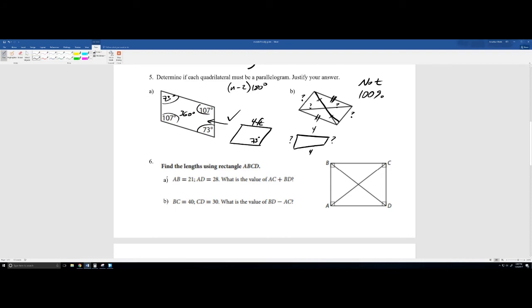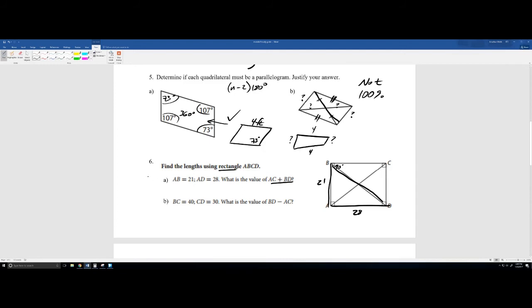All right. So number 6, this is actually from your homework. Just looking at it, this is really just Pythagorean theorem. So if you were to find what AC plus BD is, this is a rectangle. Rectangles have 90-degree right angles for their interior. That's basically just right triangles, right? So if AB is 21 and AD was 28, we have to find what BD is. And BD is really just the hypotenuse of this right triangle.